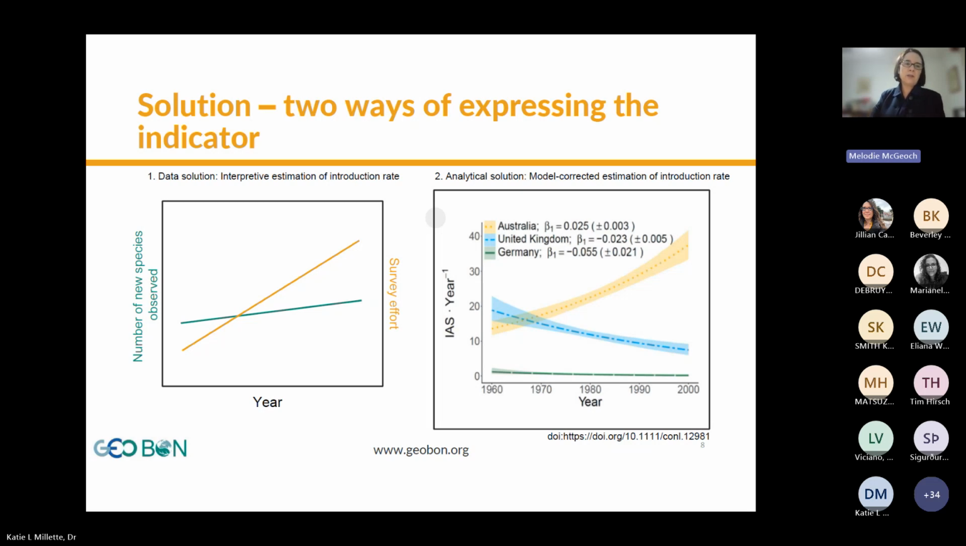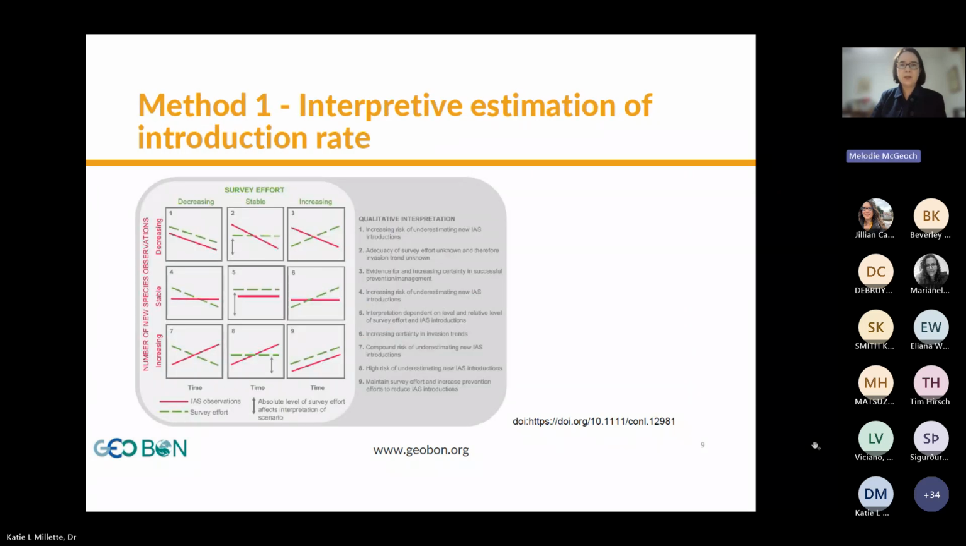One is a data solution alongside an interpretive estimation of the introduction rate. And solution number two is more of an analytical solution, which involves model-corrected estimation of introduction rates. So I'm going to go through each of these in the following two slides. Next slide. So here we have solution number 1, which is an interpretive estimation of introduction rate.